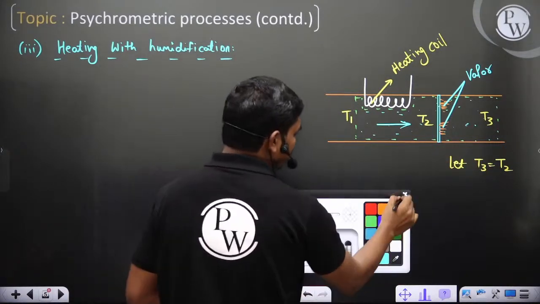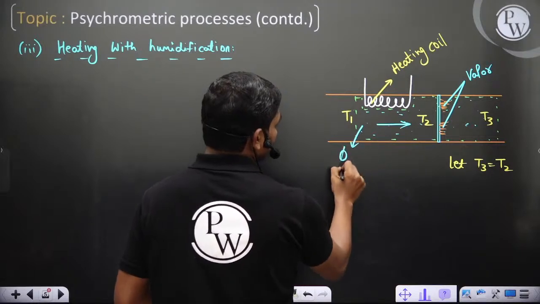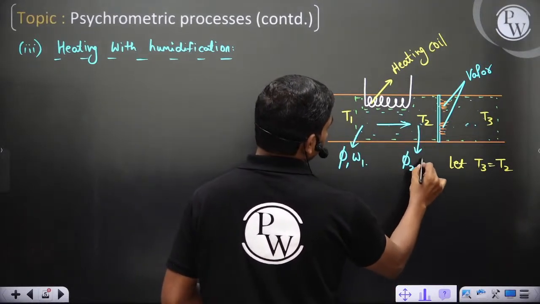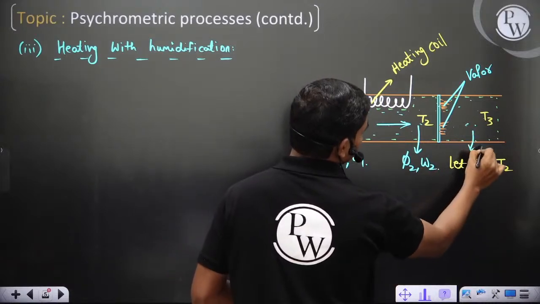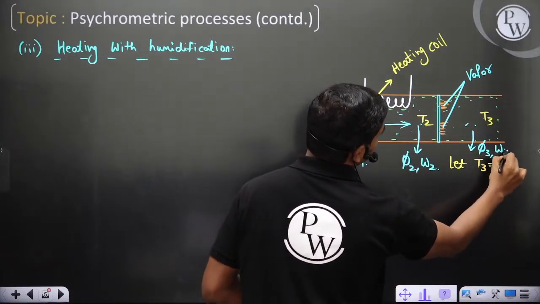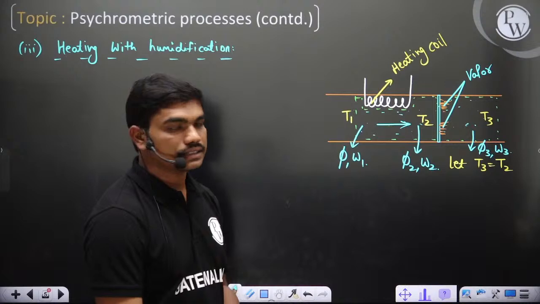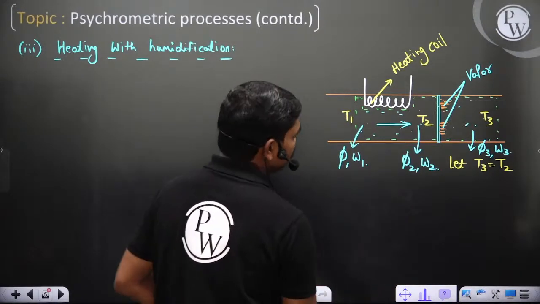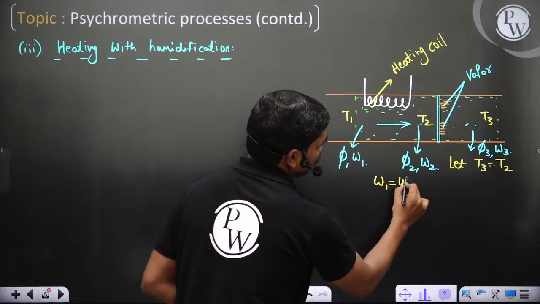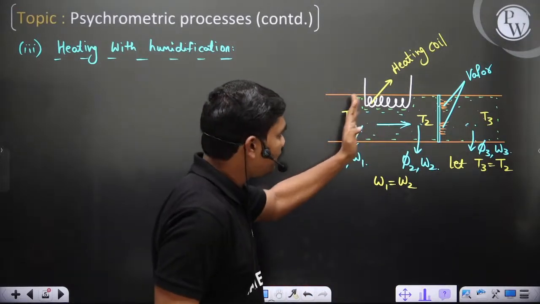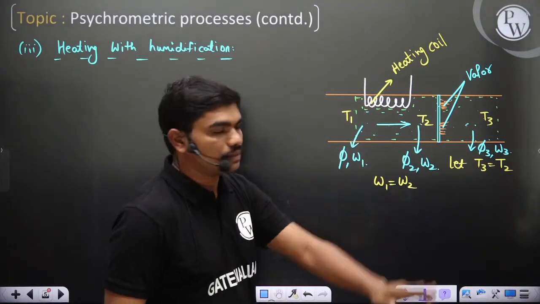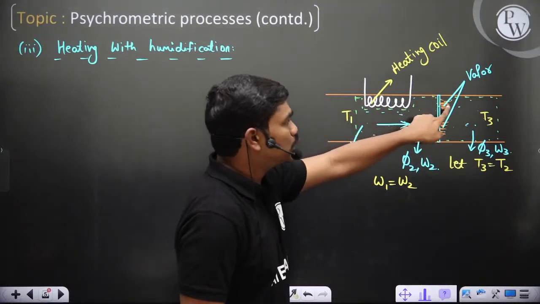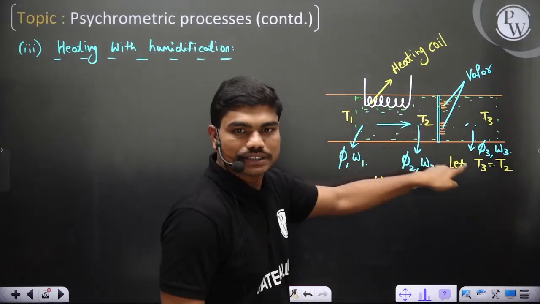Now here the properties are phi 1 and omega 1. Here the properties are phi 2 and omega 2, and here the properties are phi 3 and omega 3. Now let's understand something here. If this part is only sensible heating, omega 1 is same as omega 2. Yes or no? Because right from this point to this point I'm not adding any water vapor. And T2 and T3 are same because we are adjusting the sprinkler to spray water exactly at this T2 temperature. So that's what we have.